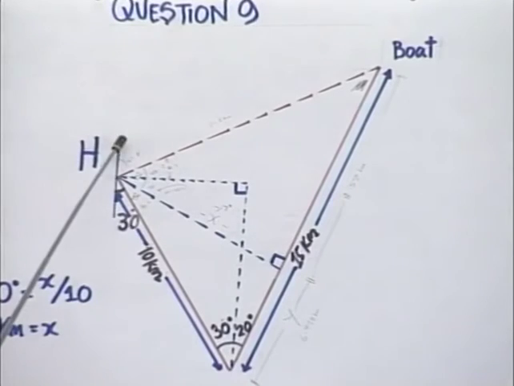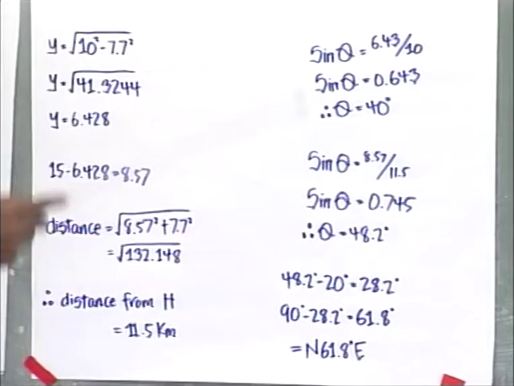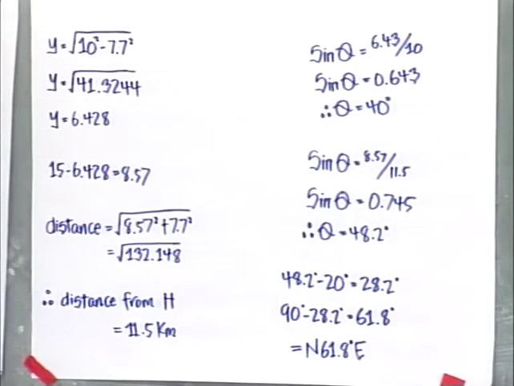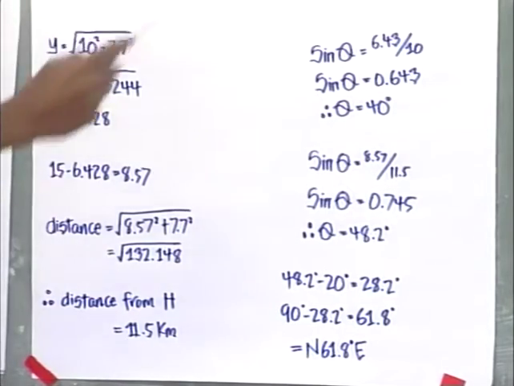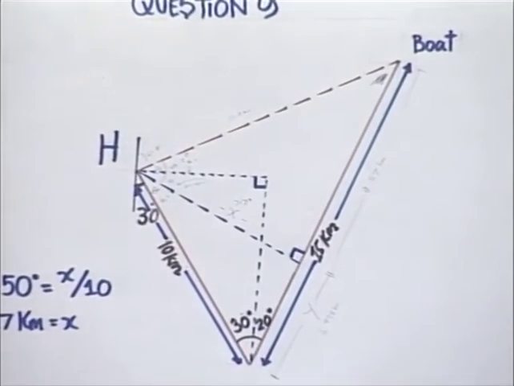28.2 degrees, we subtract it from 90 degrees, we get 61.8 degrees, which is this angle. So we say the bearing of H to the boat is north 61.8 degrees east.